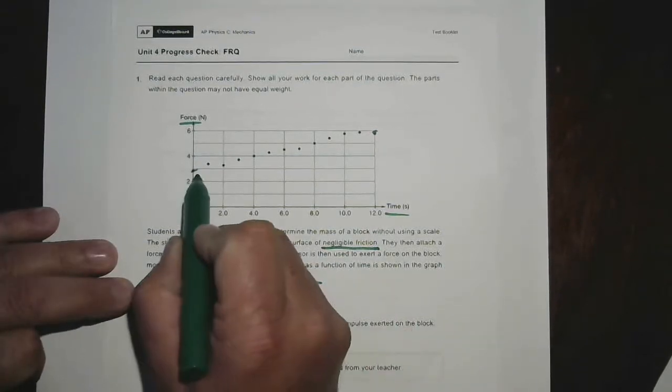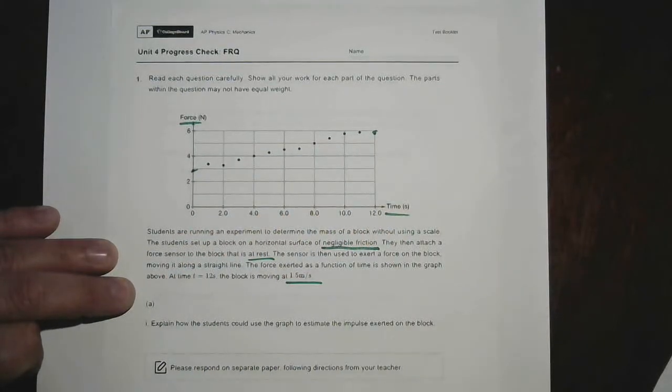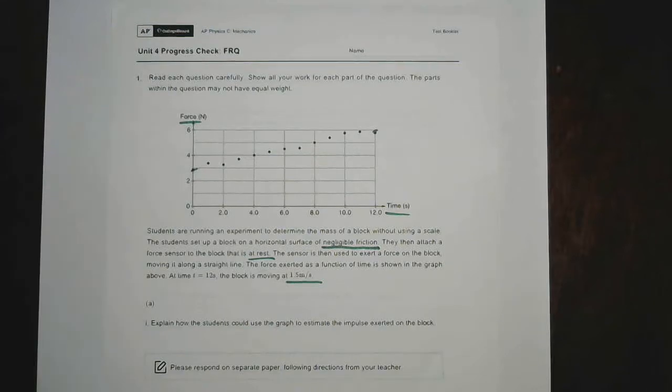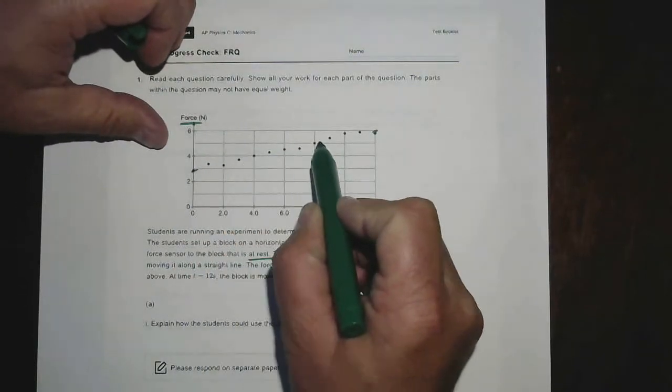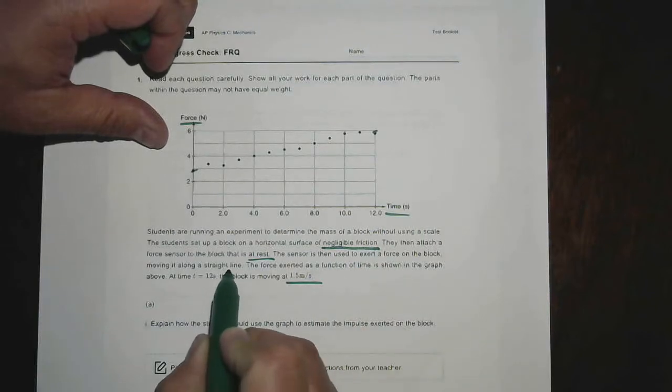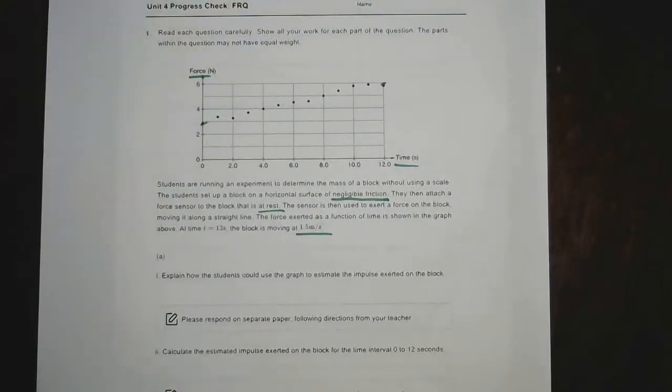Okay, so we're going to exert this force. This force seems to increase as we go. So we've got an increasing amount of force, and it's going to cause this block to accelerate from rest up to 1.5 meters per second. So question A: explain how the students could use the graph to estimate the impulse exerted on the block.